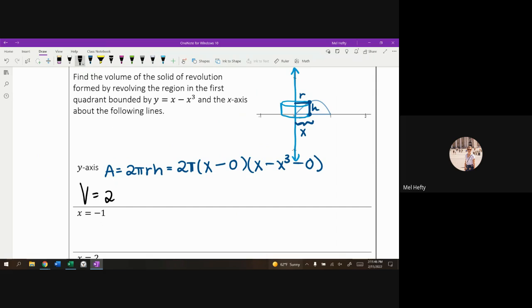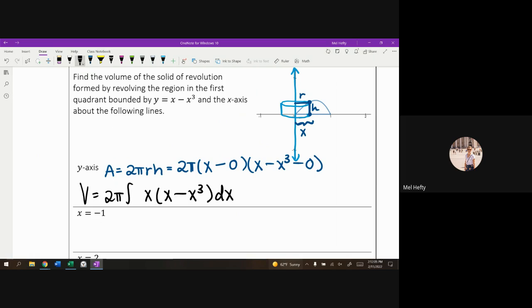As we move to our volume, I'm going to factor out that 2 pi and simplify as I go. This will be a pretty good example of something I could ask you to integrate by hand, just because distributing that x isn't too terrible as far as the integration goes.